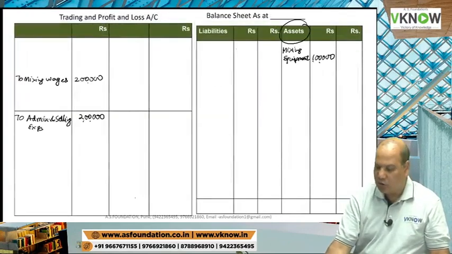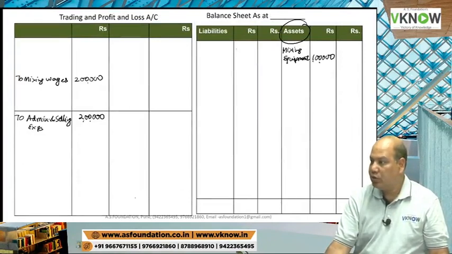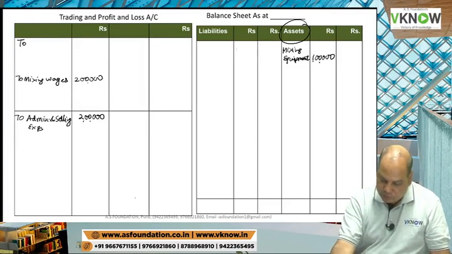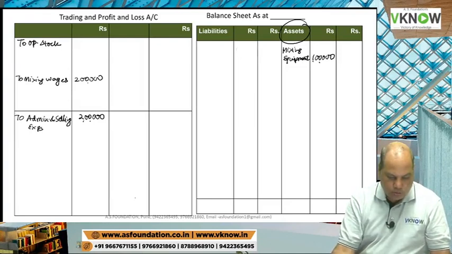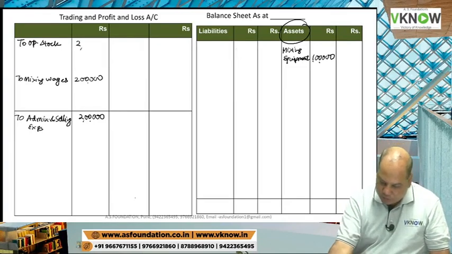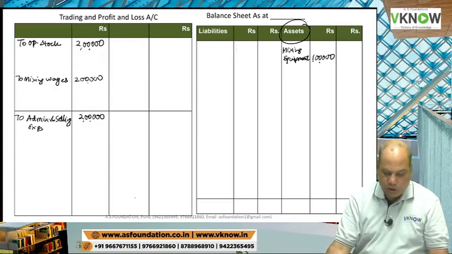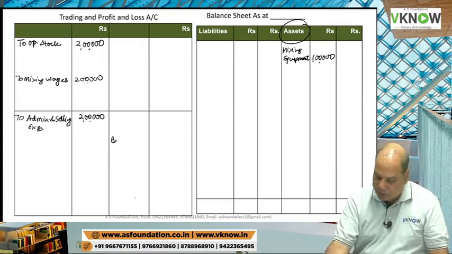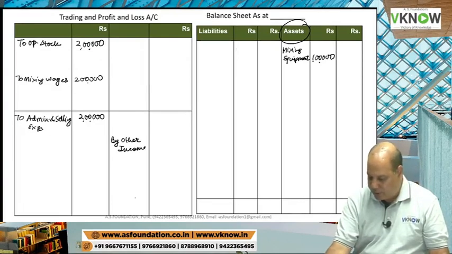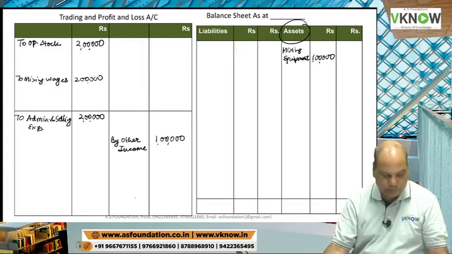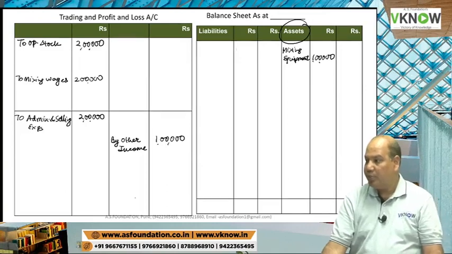We'll go to stock on 1st April 2010. That is opening stock. So we will write in trading account, to opening stock, 2 lakh. And then other income, by other income in P&L account, 1 lakh.